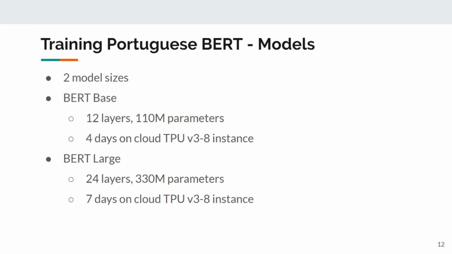With vocabulary and data in hand, we then train BERT models on two size variants. First, we train a BERT base, a smaller variant, and this training takes 4 days on Cloud TPU. Then we train BERT large, which takes 7 days on Cloud TPU.